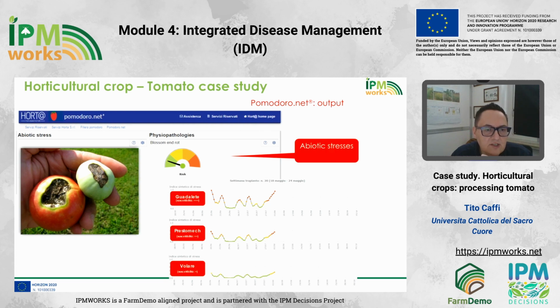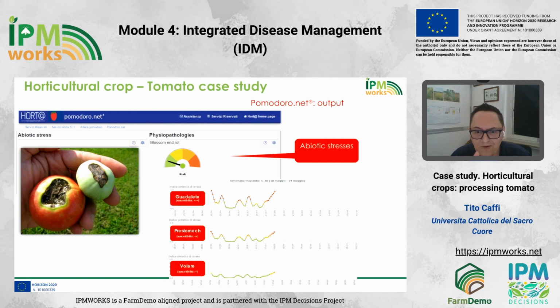So having such an indicator like physiopathology, like blossom end rot, can be of great importance for understanding when and how much to water our field. We have here three outputs of this model, with three examples with three different varieties. You can choose whatever you want. As an example, I think Guadalete is quite an evidence of a very susceptible variety to blossom end rot.